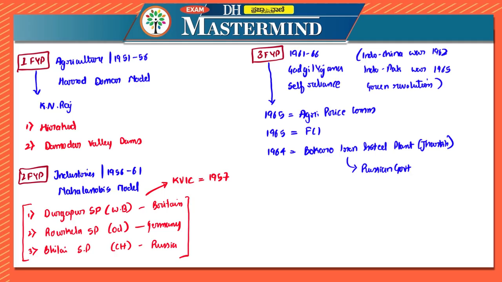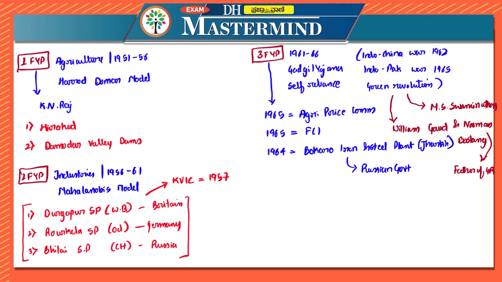When we are looking at the Green Revolution, who is known as the father of the Green Revolution? The father of the Green Revolution is M.S. Swaminathan. The term Green Revolution itself was first used by whom? It was first used by William Gaud. Norman Borlaug is the father of the Green Revolution globally, but the father of the Green Revolution in India is M.S. Swaminathan. So these are 2 points which you have to remember.